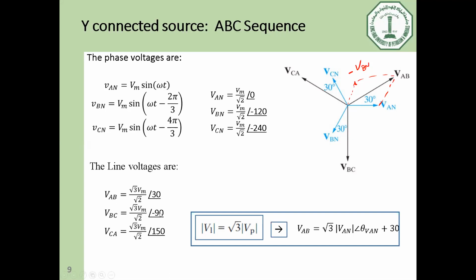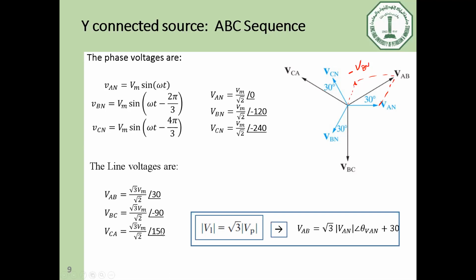Of course, because there is equal phase shift between all of the phases and lines, we can only calculate the first one and just shift by 120 degrees. So if VAB is at angle 30 degrees, then VBC will be at angle 30 minus 120, so it's minus 90 degrees. Then VCA equals the same value of line voltage, and the angle will be 30 plus 120, so it's 150 degrees.